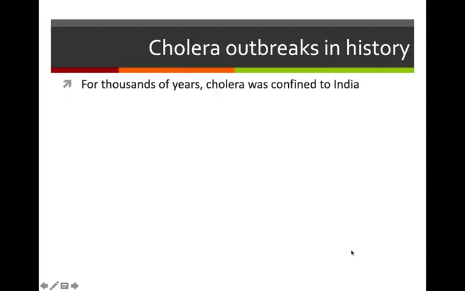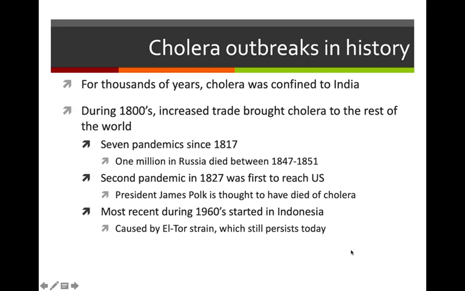Throughout history, cholera was confined to India, but during the 1800s, because of increased trade, cholera was spread to the rest of the world. There have been 7 characterized pandemics since 1817. 1 million people died in Russia in the mid-1800s. The second pandemic began in 1827, and this was the first to reach the United States. It's actually thought that one of our presidents, James Polk, died of cholera.